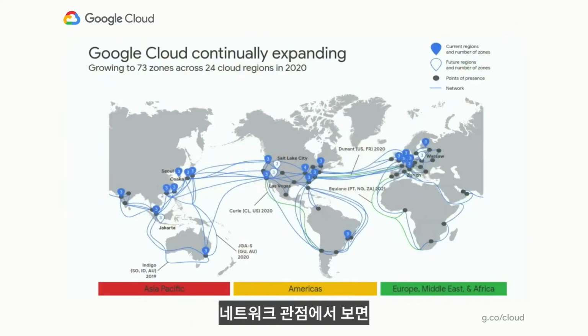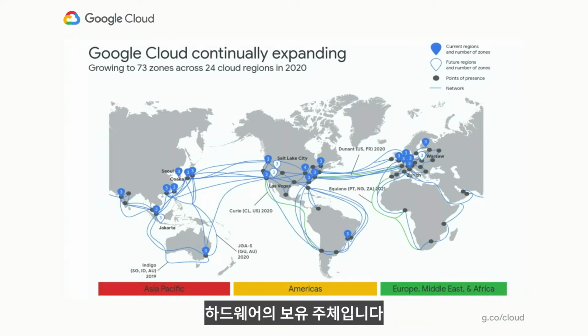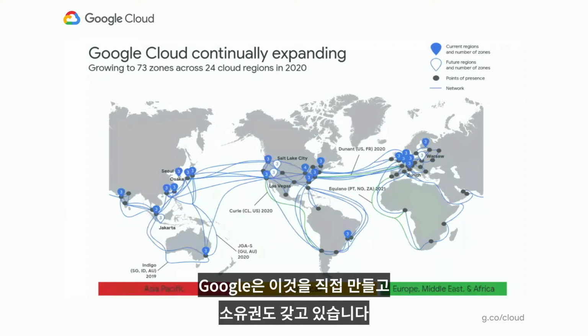From a network perspective, you've probably seen lots of pictures that look just like this one, with the globe and dots and lines and wires. But the difference with Google Cloud's network is a couple points. First of all, it's ours. We built it. We own it.